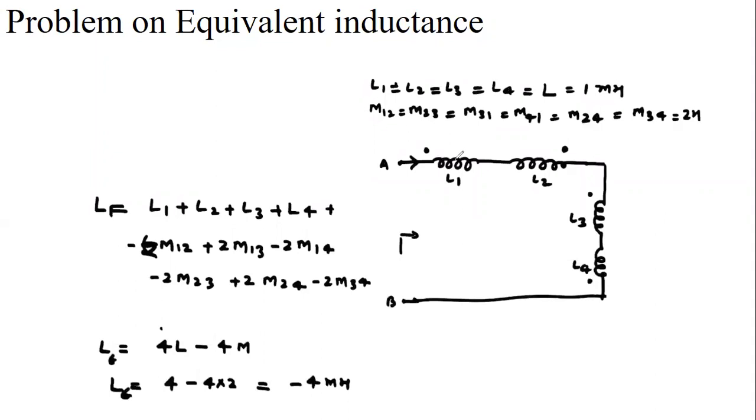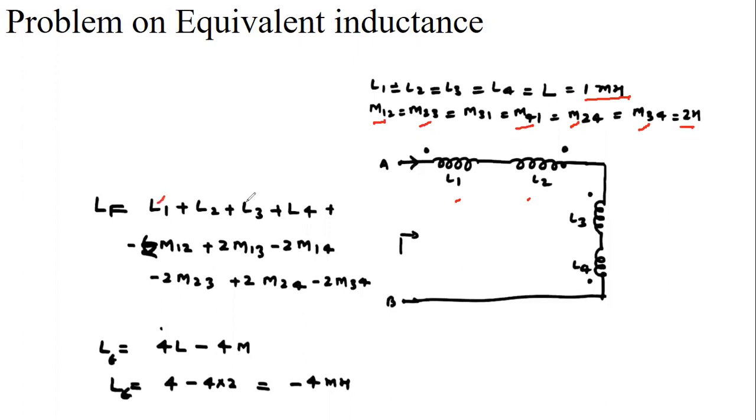Next, here we have shown a problem on mutually coupled coils. There are four coils L1, L2, L3 and L4, and suppose the mutual inductance of each pair is 1 millihenry. M12 is the mutual inductance of coil 1 with 2, and similarly M23, M31 and so on. All coils are mutually coupled with each other: M12, M13, M14, M23, M24 and M34. Suppose L is 2 henry. So what is the equivalent inductance?